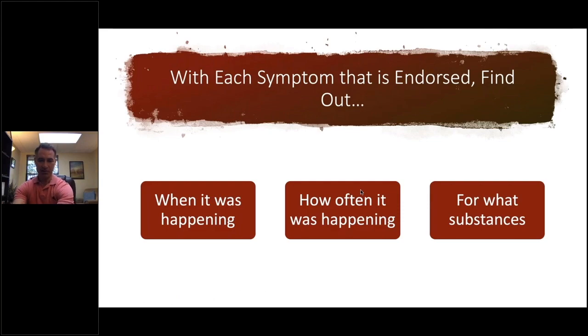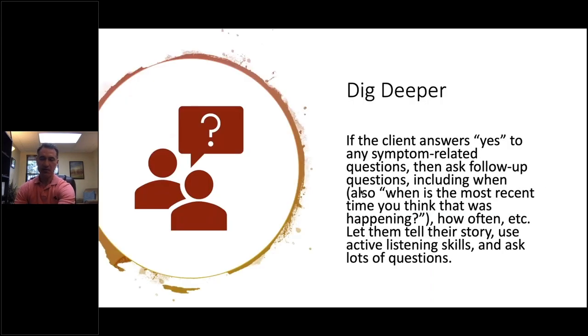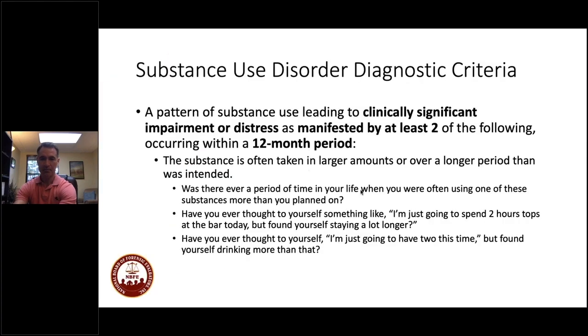For each symptom that the client endorses from the DSM-5, find out when it was happening, how often, and for what substances. And if the client tells you yes to a question, dig deeper, get them to talk more, and use your active listening skills and ask lots of questions, especially when possible open-ended questions, to get them to tell you more about those experiences.